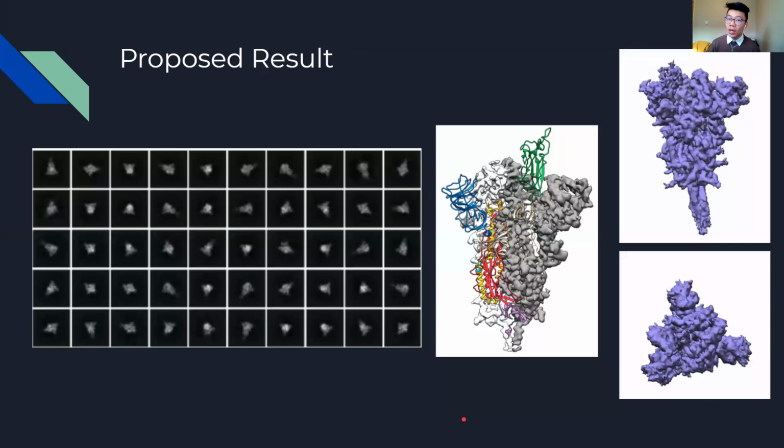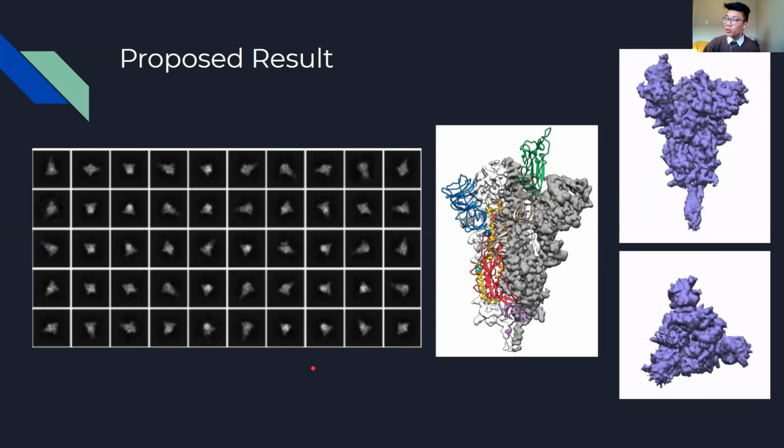And so this is what the proposed results could look like. I would have high resolution images as shown here, and I would superimpose them together to create a 3D structure in the hopes that I can identify the conformational change that occurs.